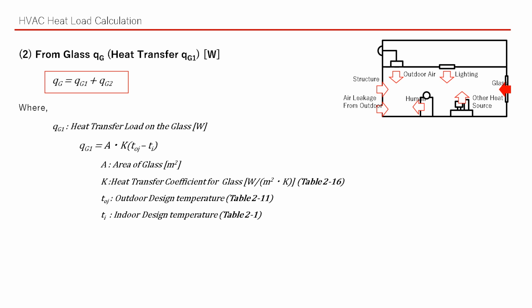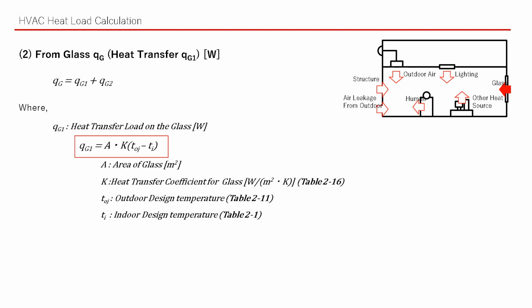Next, we will explain the heat load from glass. We have 2 kinds of heat load from glass. QG1 is the heat transfer load from glass. QG2 is radiation from glass. The total heat load from glass is the heat transfer load plus radiation.